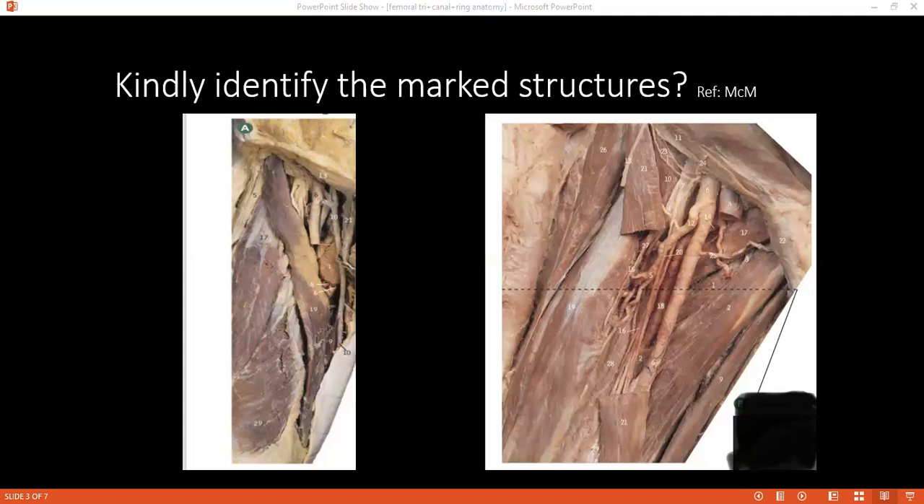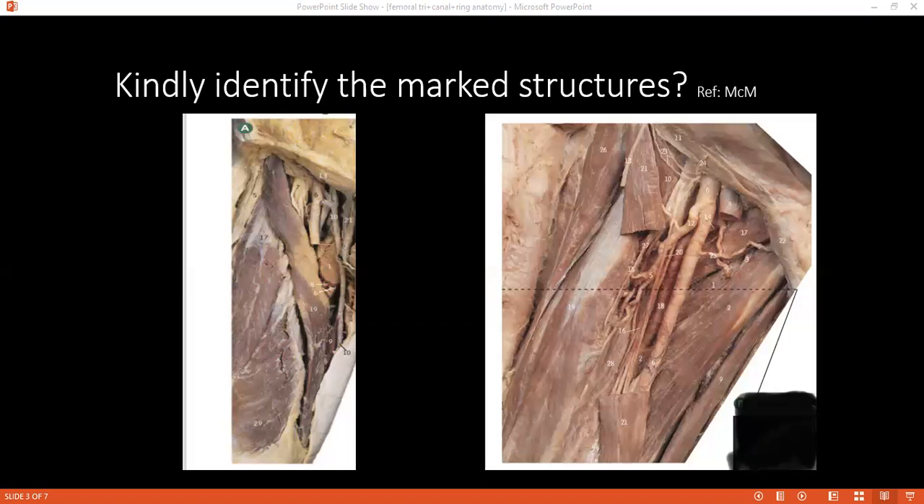The most medial chamber, you said, is the femoral canal. Can you tell me the boundaries of the femoral canal? The femoral canal is bounded medially by the lacunar ligament, laterally by the septum which separates it from the femoral vein, anteriorly by the inguinal ligament, and posteriorly by the pectineal ligament.